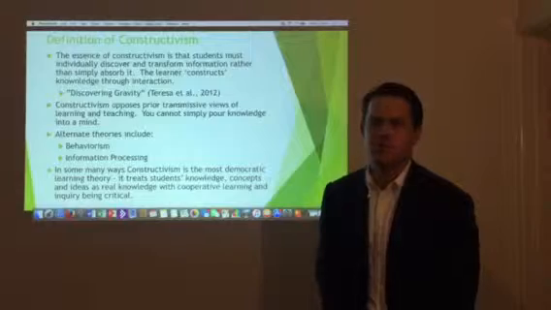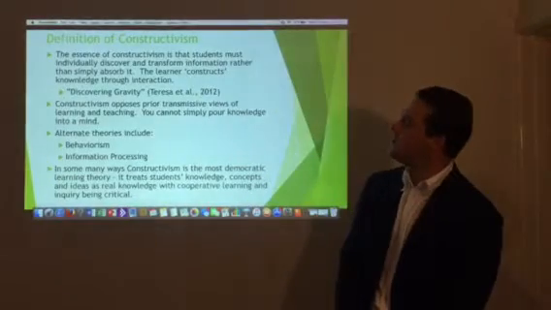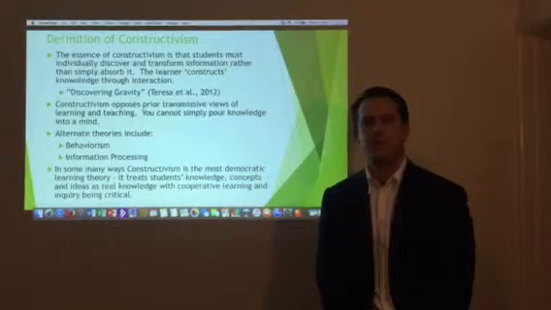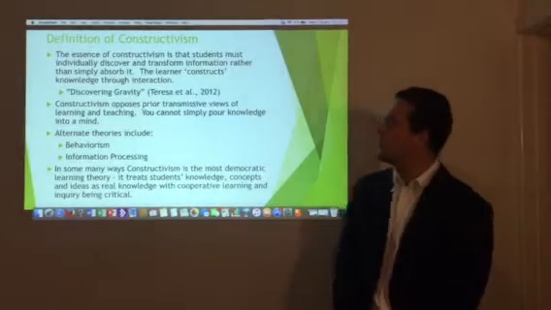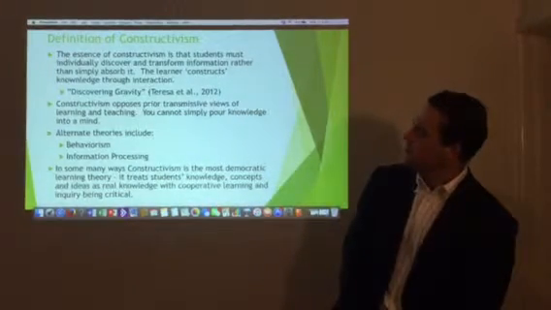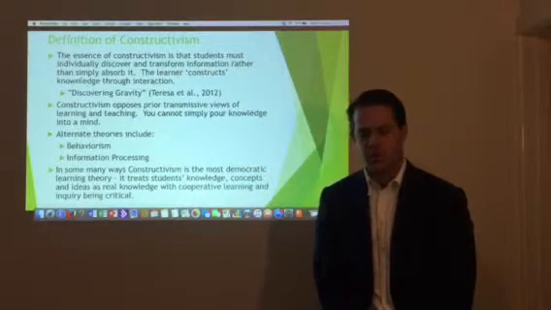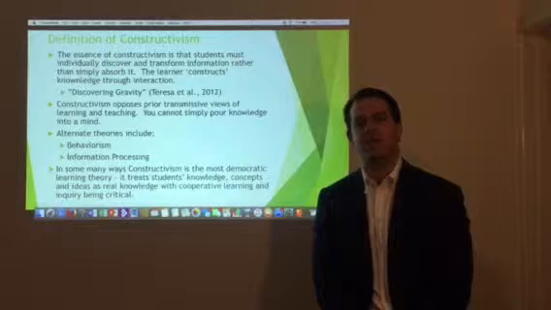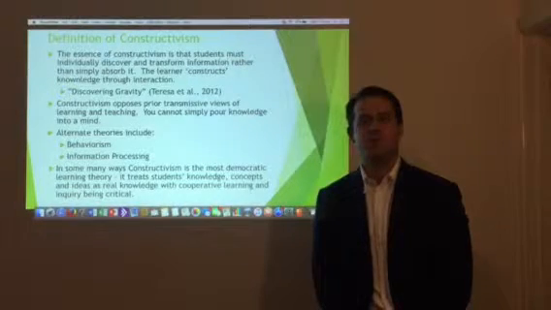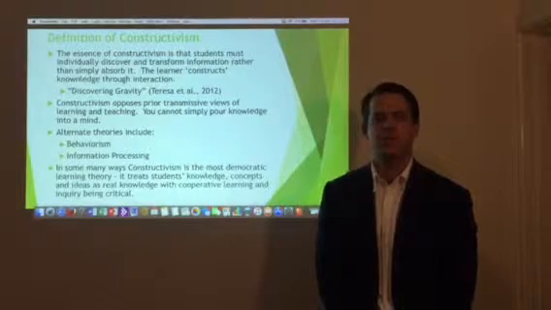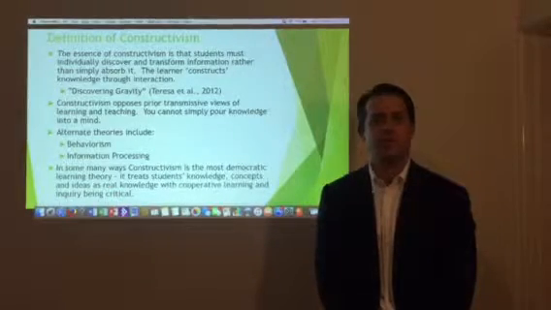The essence of constructivism is that students must individually discover and transform information rather than absorb it. The learner constructs knowledge through interaction. Teresa et al. spoke about this: a young child seeing things, food, objects and other items falling down rather than up, and beginning to grasp the concept of gravity rather than being told about it.